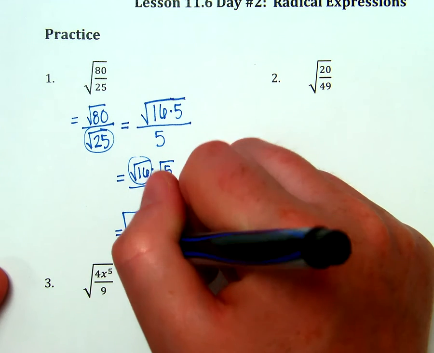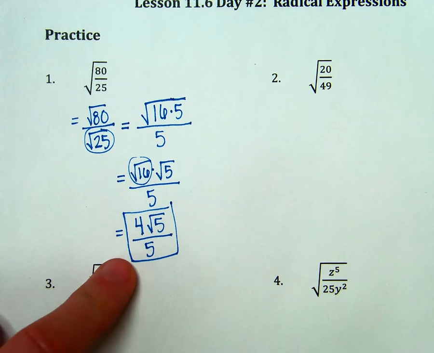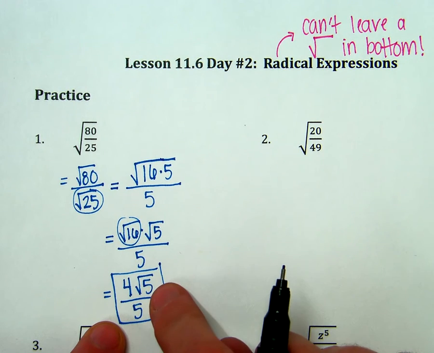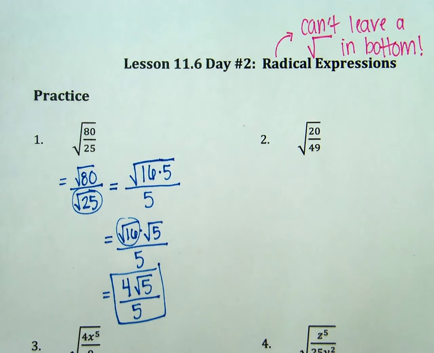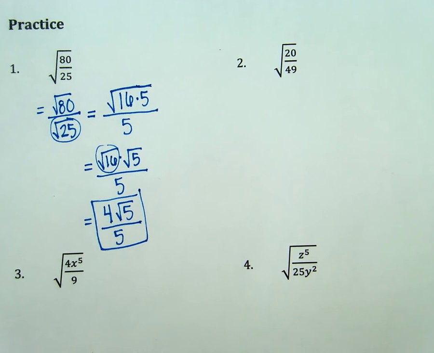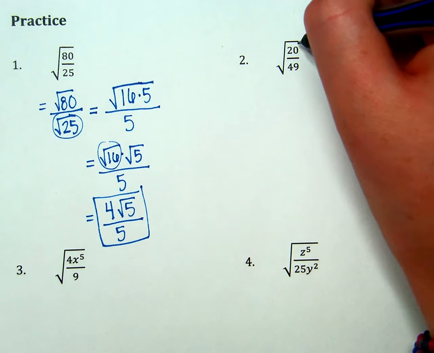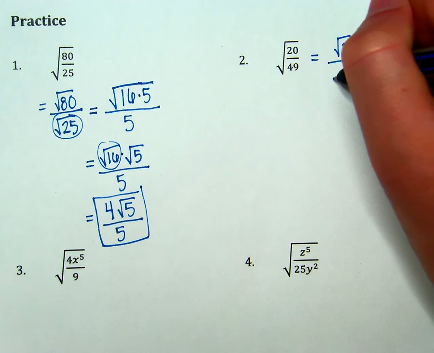This is a perfectly acceptable answer because there are no square roots sitting in the bottom of a fraction. It's okay to have them sitting in the top. It's not okay to have a square root sitting in the bottom, and we don't have that. So we're all set with number 1. That's as far as you could go. If you look at problem number 2 over here on the right, we're going to do the same thing. We're going to take that square root around the whole fraction and split it into the square root of 20 over the square root of 49 individually.